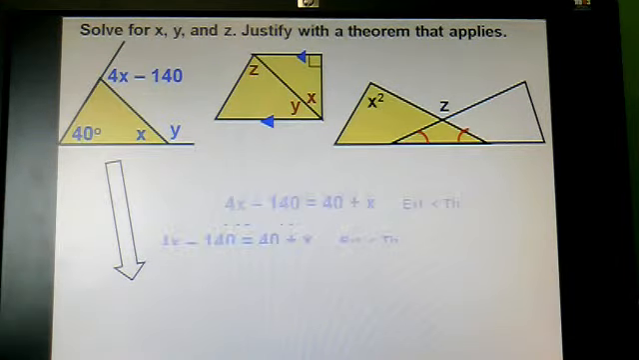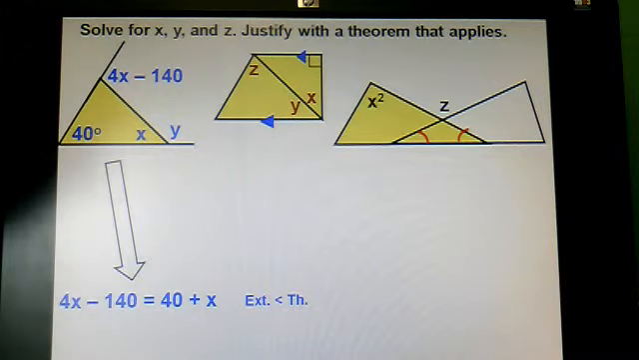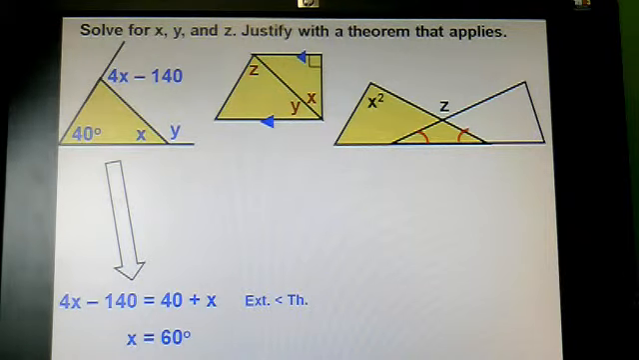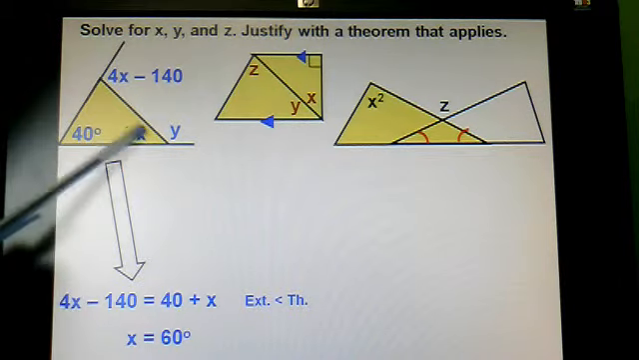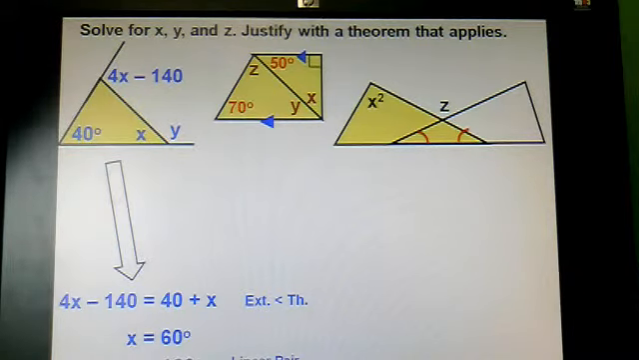So your equation, maybe obvious to some of you, is 4x minus 140 equals 40 plus x. Pretty easy equation to solve. Add 140 to both sides, subtract x, and you get 3x equals 180. After division at the end, divide 180 by 3. And then of course if you have x, y is very easy to get. x is 60. y must be 120 because they're linear pairs. So pretty simple setup on that one.